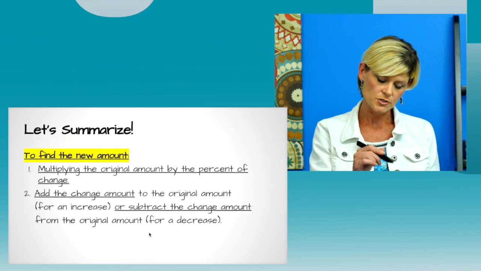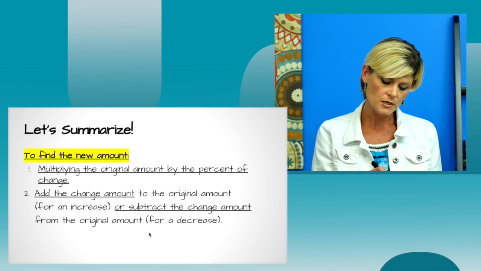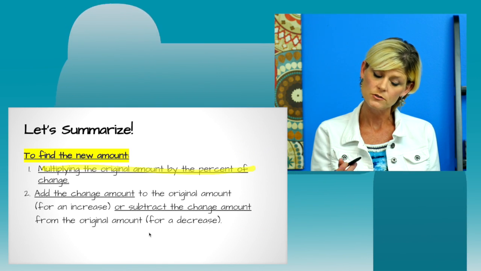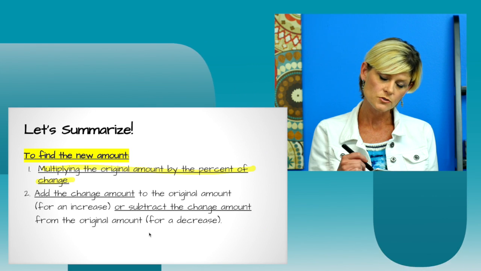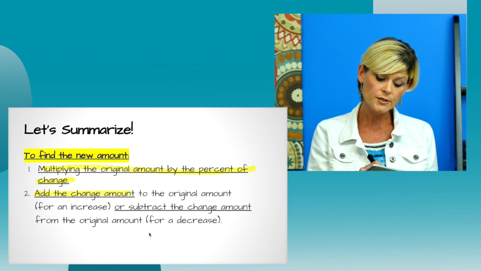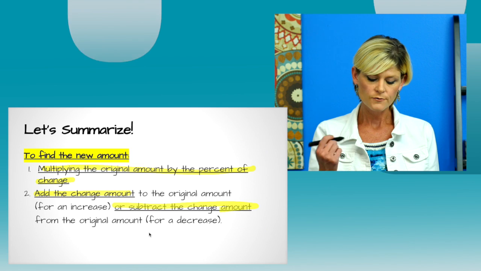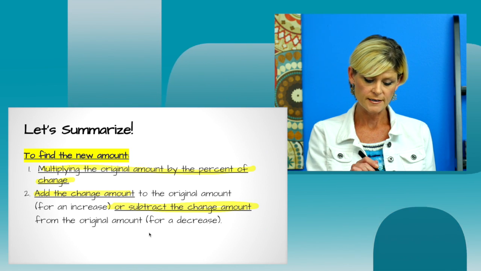All right, so let's quickly summarize. To find the new amount, you multiply the original amount by the percent of change. You add the change amount to the original amount for an increase, or you subtract the change amount from the original amount if you're looking at a decrease.